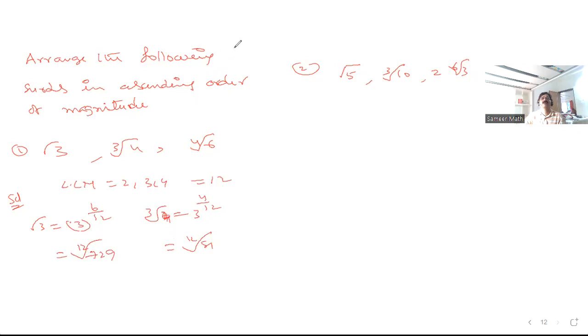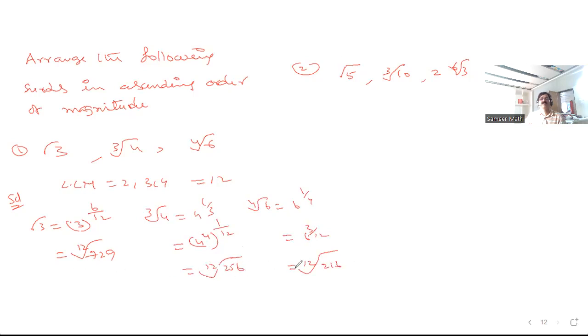Sorry, this is not cube root. Let me write here once again clearly. Cube root of 4 is there, that is 4 to the power of 1 by 3. This can be written as 4 to the power of 4 by 12. So that is the 12th root of 256, 16 squared. And the next one is the fourth root of 6. So 6 to the power of 1 by 4, you can write 6 cubed by 12. This is the 12th root of 6 cubed, which is 216.